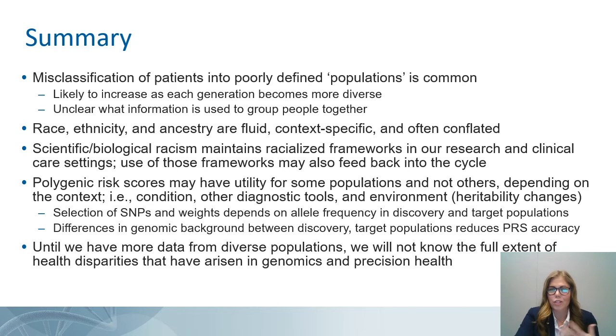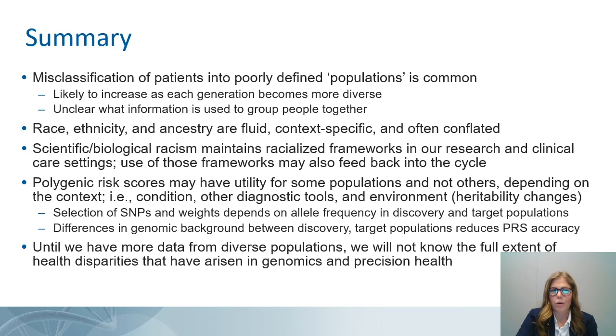So we might think we're doing a better job by talking about ancestry rather than race in our research, so as to not reify these racist assumptions or scientific racism. But unfortunately, by replacing the terms without actually changing the way that we fundamentally collect and categorize people, we may just be burying the problem a little bit more deeply. And race, ethnicity, and ancestry are often conflated with one another. They're fluid and they're context specific. So we really can't rely on those as consistent categories to use moving forward.